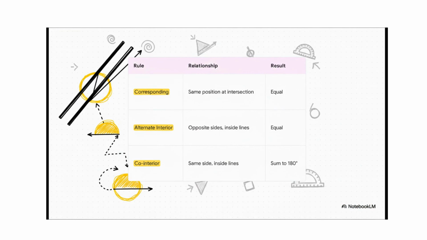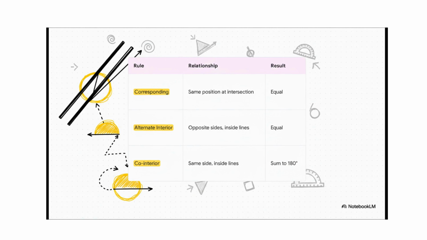So when you have a third line, we call it a transversal, that cuts across two parallel lines. It creates this beautiful, predictable pattern of angles. You just have to know 3 rules. First up, we have corresponding angles. See how they're in the same spot at each intersection? Well, they're always equal.